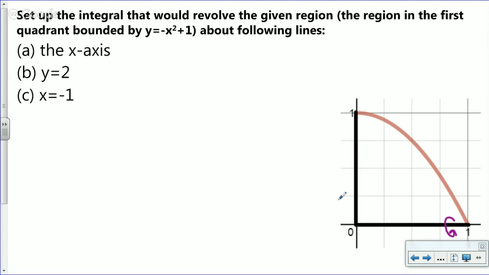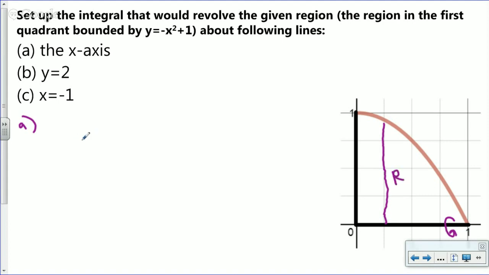So for part A, would that be disk or washer method? That'd actually be disk, wouldn't it? Because there's no empty space between the region you're trying to revolve and your axis of revolution. So all I need to do is find capital R.